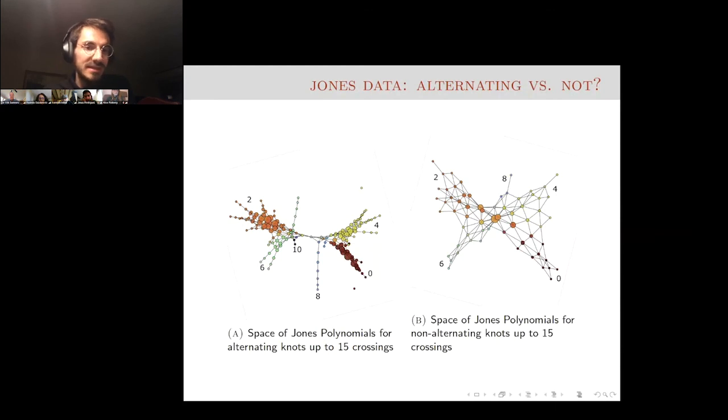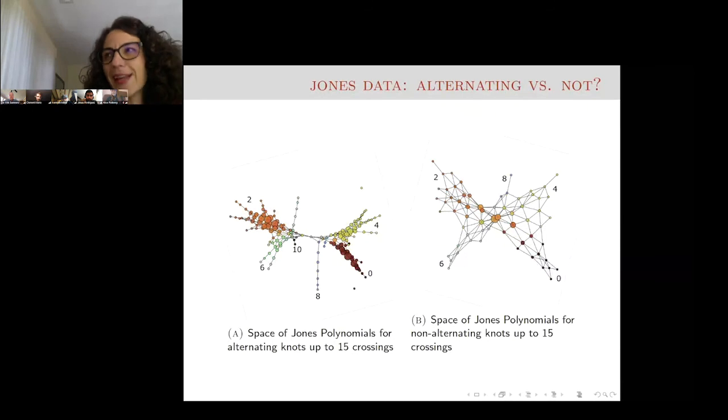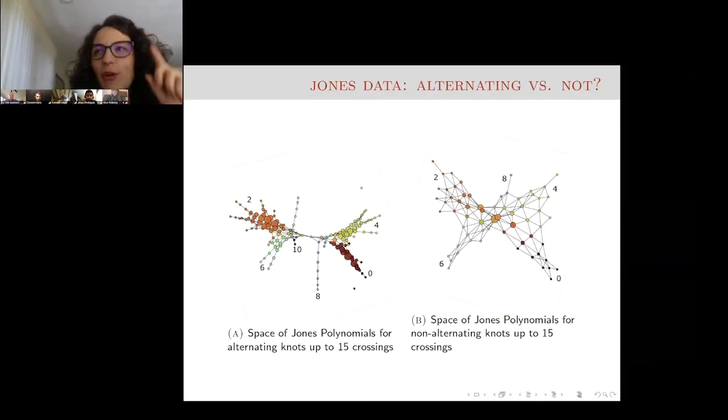I mean, do you have any idea of the asymptotic shape of your point cloud? Okay, so I think it's an excellent question. However, I'm not sure that I've completely understood it. So let me try to answer it.